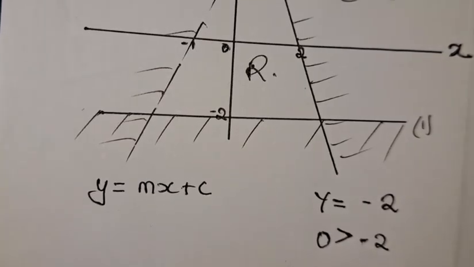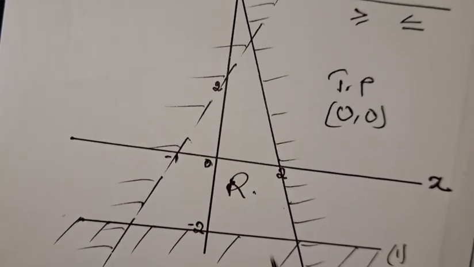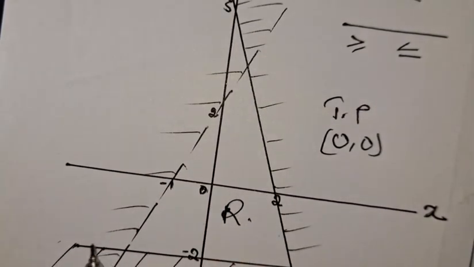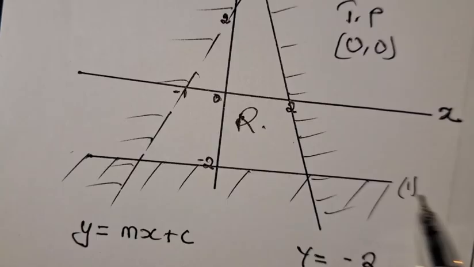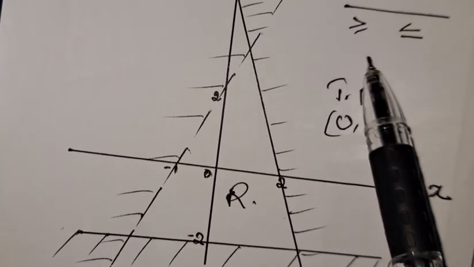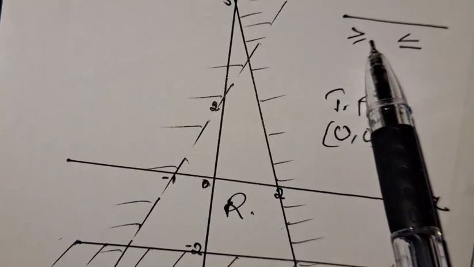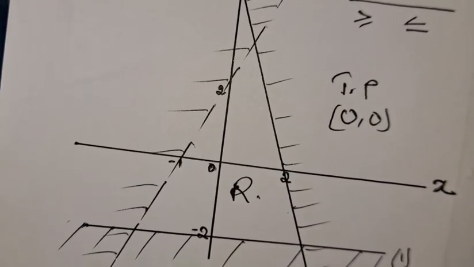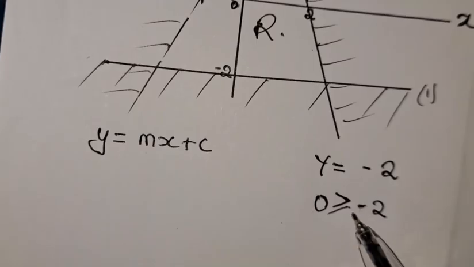greater, first of all. Now, look at how this line is. This line is a solid line. So, since it is a solid line, we are going to use the greater or equal to sign. So, it will be like this.